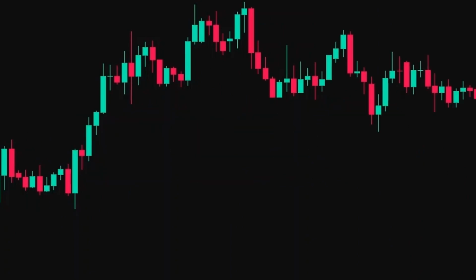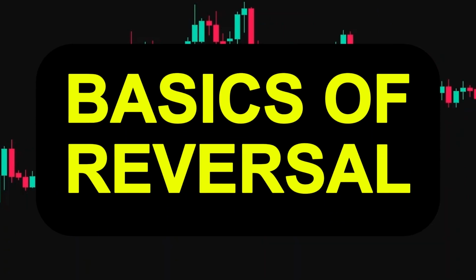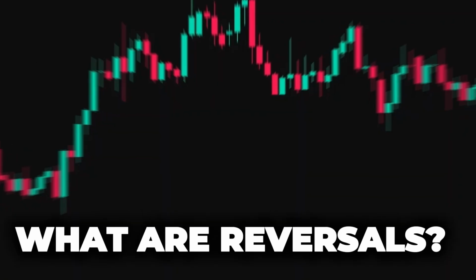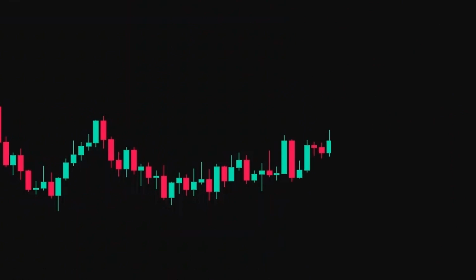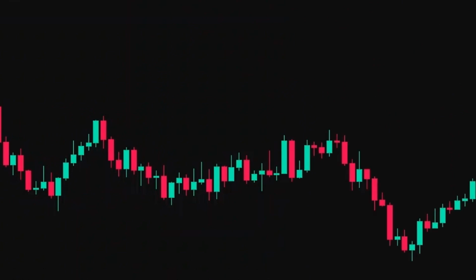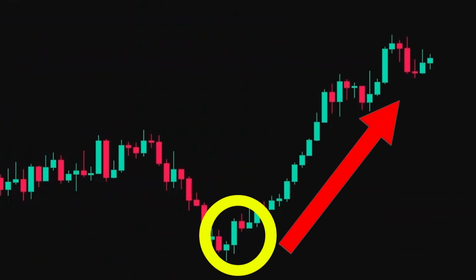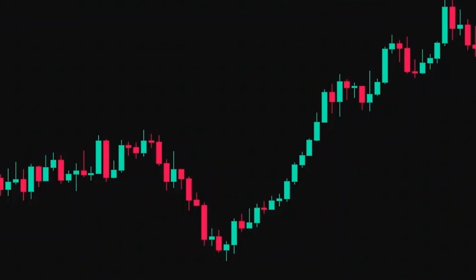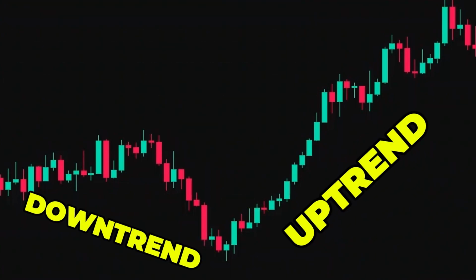Let us first look at some of the basics before learning about the strategy, as the basics will give you a better understanding and therefore, it will be easier for you to understand. First, let's begin with what are reversals. The reversals are those areas or levels from which the market changes its ongoing trend and starts a new one. The reversal trading means to identify the key levels or the points from where an asset's price direction changes. The ongoing trend can be uptrend or downtrend as well.